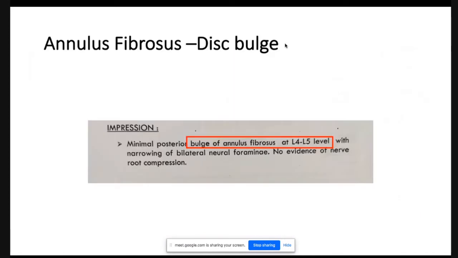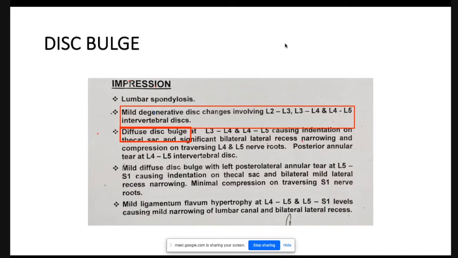Next, in the report, look at the impression: minimum posterior bulge of annulus fibrosis at L4, L5 level. So it says which annulus fibrosis is disturbed. It's only a bulge, so nothing to worry about. You can just plan the treatment and the patient can get a good prognosis. See, you can see here disc bulge.